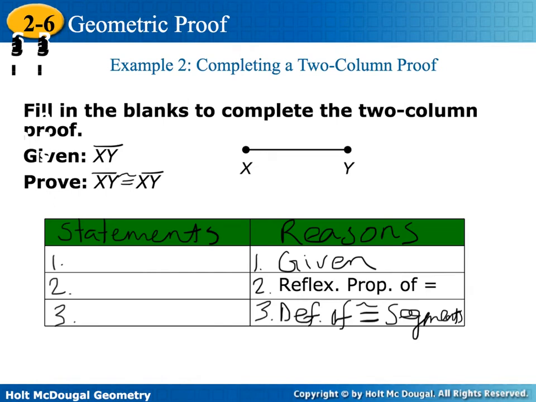All right, so example 2, completing a two-column proof. Fill in the blanks to complete the two-column proof. So they're given the segment XY. We need to prove that segment XY is congruent to segment XY. For chapter 2, you're going to be given either a rotating kind of one versus the other, or you're going to be given all of the right side or all of the left side. So let's just fill in what we know. The given, it must be this because that's the only thing that's given.